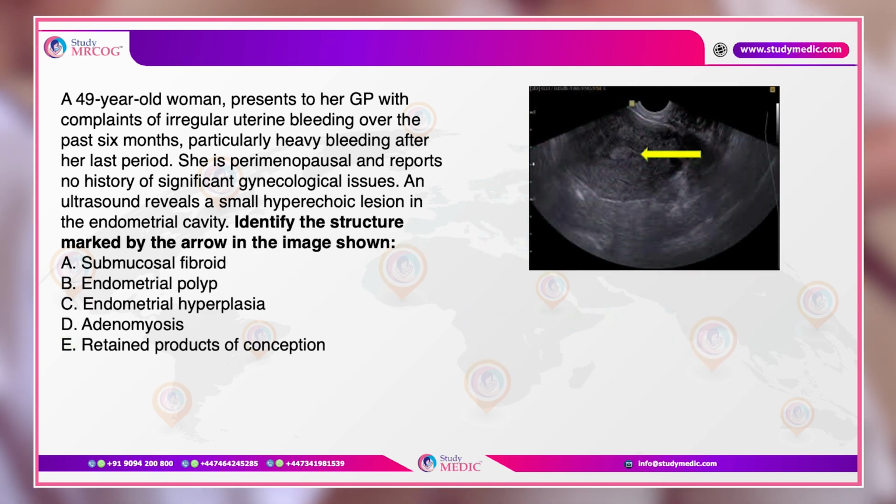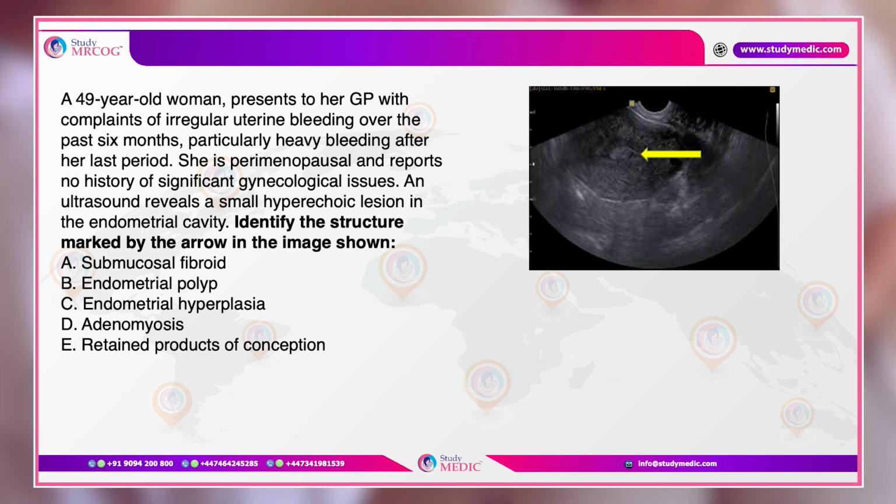So here I have tweaked the question a little bit. So let's see what the question reads now. It's a 49-year-old woman who has presented to the GP with complaints of irregular uterine bleeding over the past 6 months, and it is particularly heavy after her last period. She is perimenopausal and reports no history of significant gynecological issues. An ultrasound reveals a small hyperechoic lesion in the endometrial cavity. You have to identify the structure which has been marked with an arrow, and now the options remain the same.